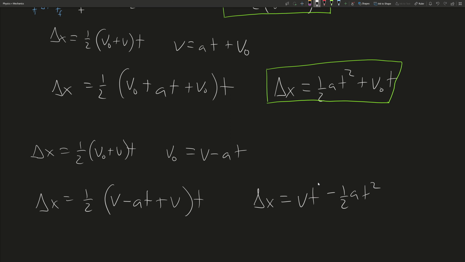If you notice, that looks very similar to the equation here, except that instead of final velocity being missing, we have initial velocity being missing because we substituted in for initial velocity instead of final velocity. So this is our fourth kinematic equation.